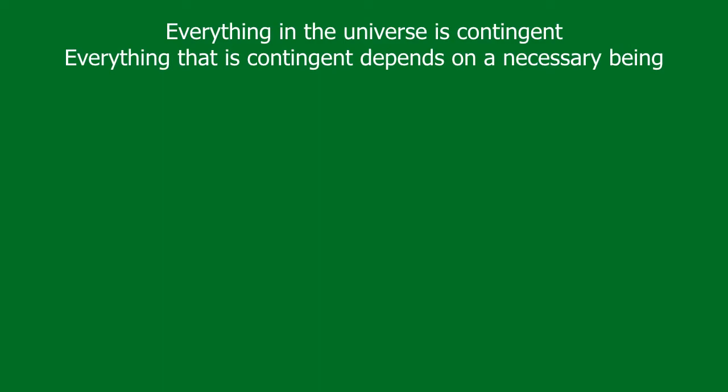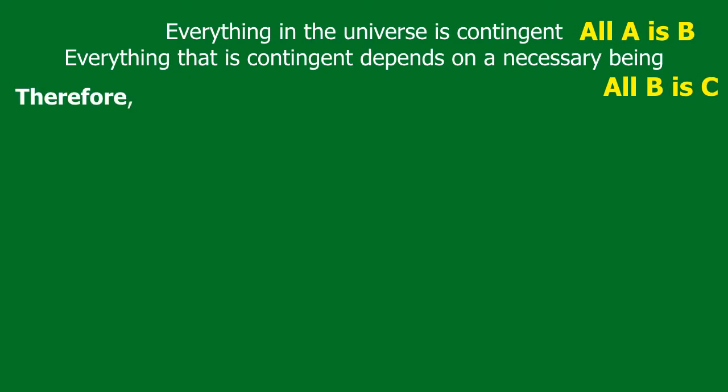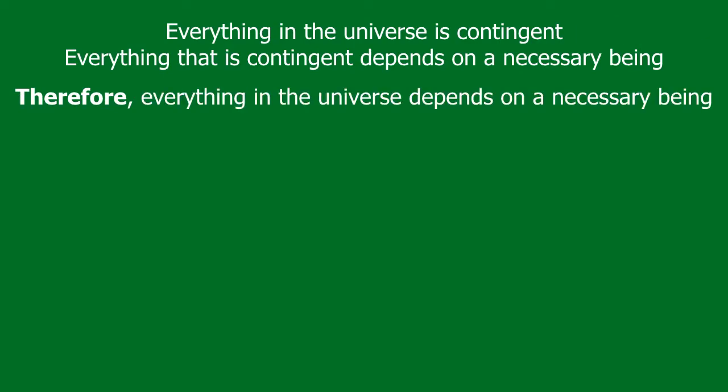So this is a categorical syllogism of the first figure. The first premise is on the pattern all A is B. The second one is on the pattern all B is C. And we've seen it's a simple categorical syllogism of the first figure, the first mode of the first figure. And the conclusion is all A is C, which in this case is simply everything in the universe depends on a necessary being. So here's a simple application of the logic that we've learned, the logic that's used in the Muslim scholarly tradition, Islamic logic.